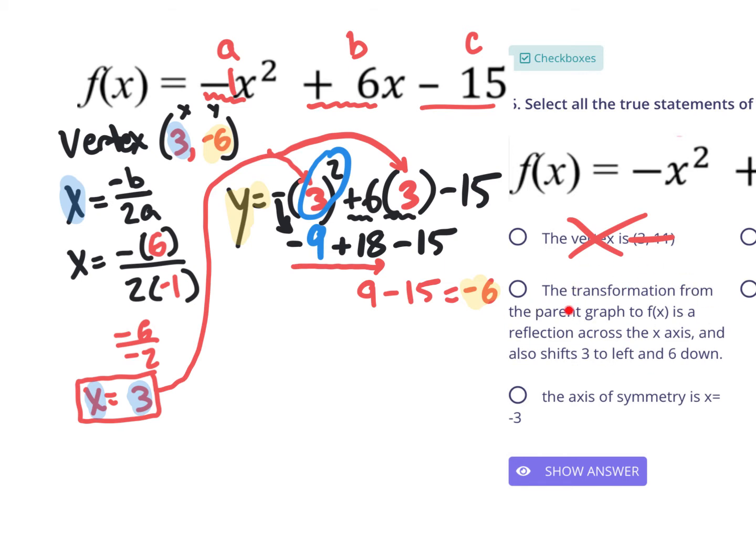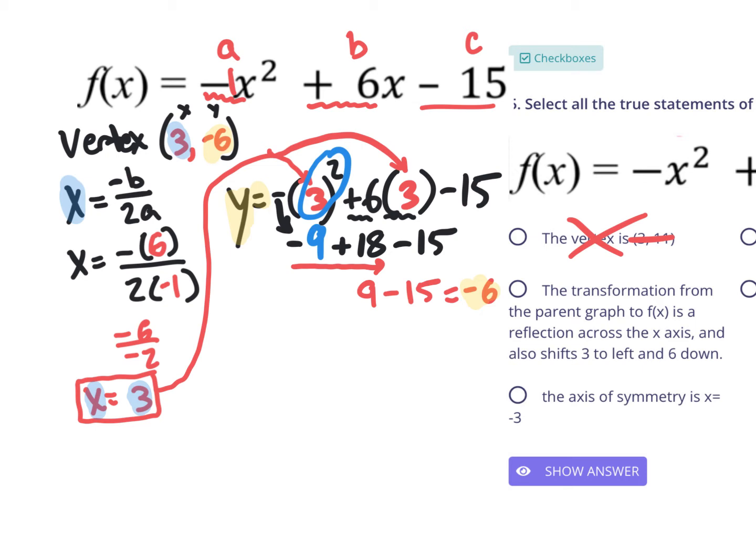Let's talk about this next one, the transformations. The transformation from the parent graph to f of x is a reflection across the x-axis. So let's look at the original. Does it reflect over the x-axis? Yes. The negative sign implies a reflection over the x-axis. Now notice that there's a 1 right here. If there were a 2, it would be a vertical stretch by a factor of 2. If there were a 3, a vertical stretch by a factor of 3. If it would be like a 1/2, that'd be a vertical compression by a factor of 1/2. So it's a 1, so it doesn't get vertically stretched nor compressed.